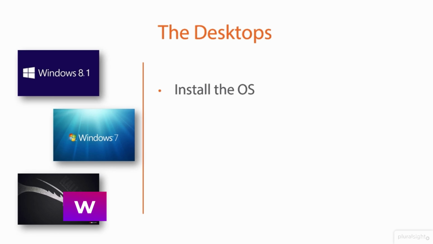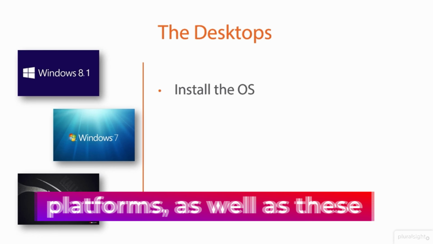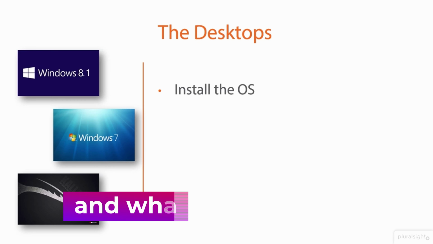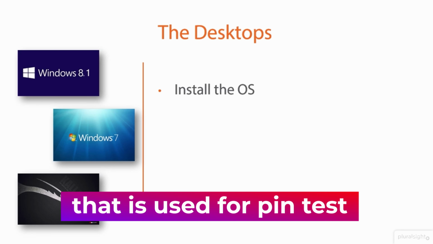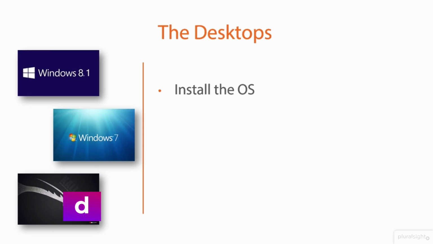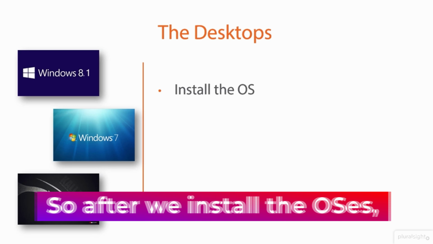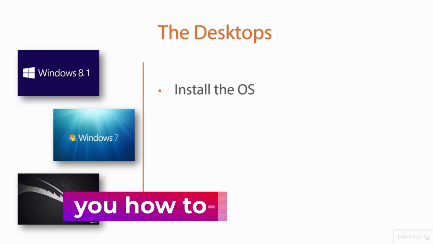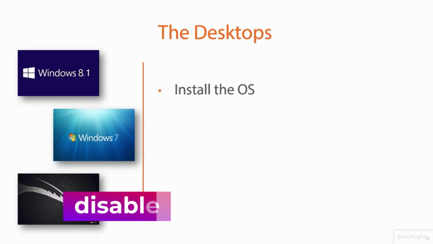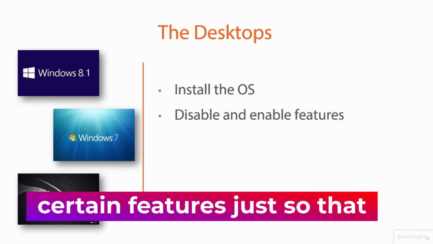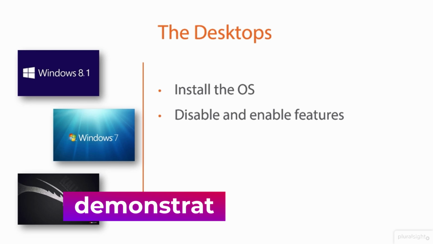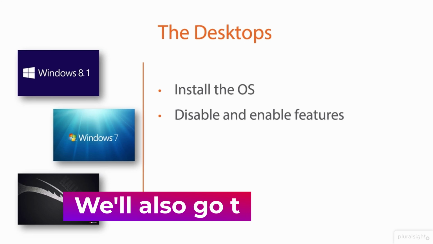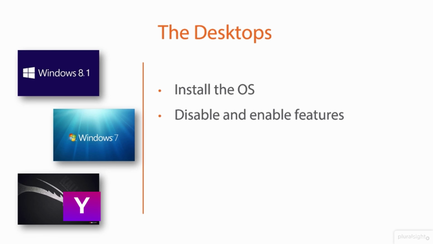The reason why we have Windows 7 and Windows 8.1 is to show you that the tools may or may not work on certain platforms, as well as these could be targets themselves and what you need to look at. Kali itself is just an operating system that is used for pen testing, and we're going to be using it to actually do the pen test. After we install the OSs, just like our servers, we're going to disable and enable certain features so that it works the way we want it to work in the lab, so you can see the demonstration or the theory.